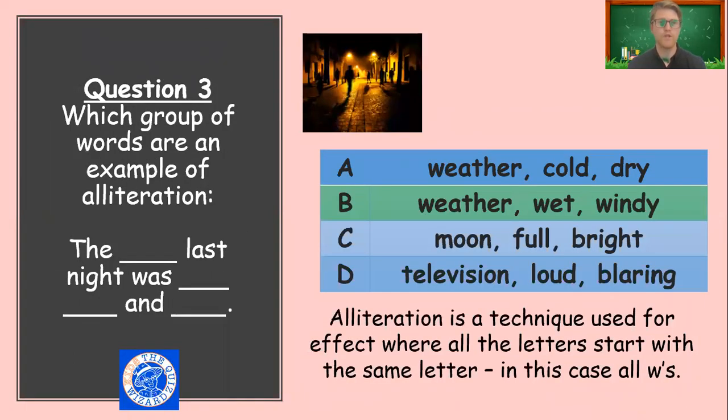Question 3, which group of words are an example of alliteration? It's B, weather, wet and windy. The weather last night was wet and windy. Alliteration is a technique used for effect, where all the words start with the same letter. In this case, they all started with W's. So well done if you got that.